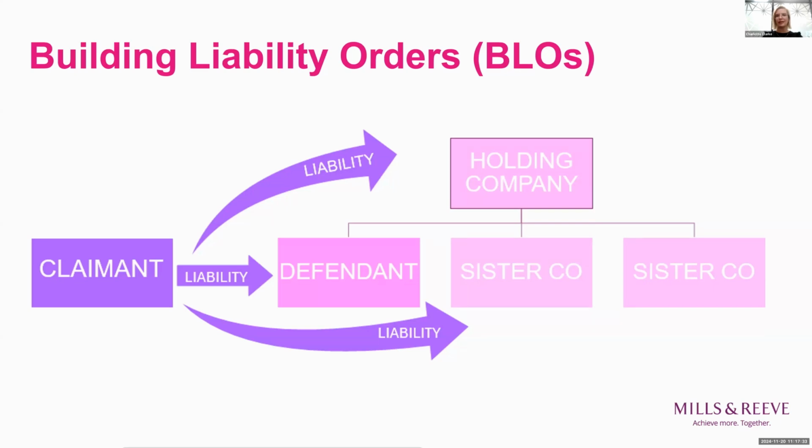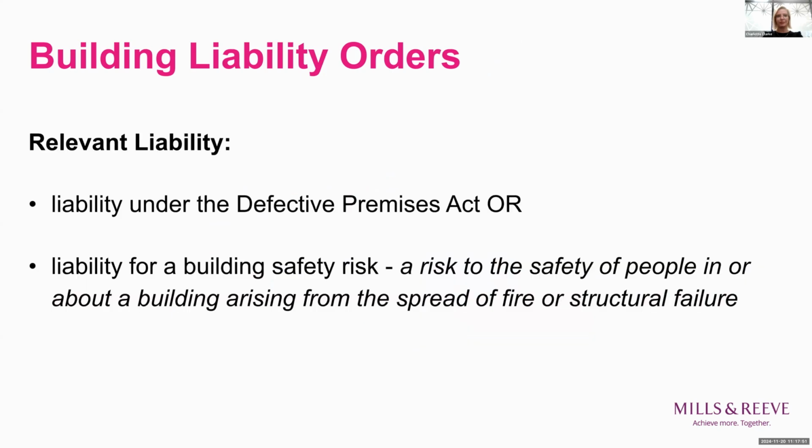So both of the companies will then become jointly and severally liable. This means, as we can see here, that both the holding company or even the sister company of the defendant could become jointly and severally liable for a relevant liability. So what is a relevant liability? It is incurred either under the Defective Premises Act or a liability for a building safety risk, which in this context means, exactly as it said on the slide, a risk to the safety of people in or about a building arising from the spread of fire or structural failure.